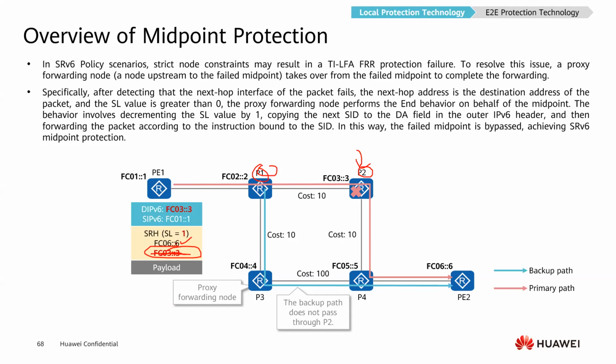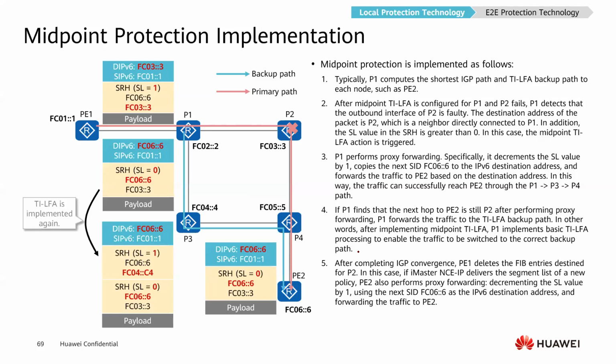It will directly send into 06::6. It will directly send into here. It's called middle protection. It will isolate this problem point. Okay, so this is a middle point, and this is how we do the implementation.